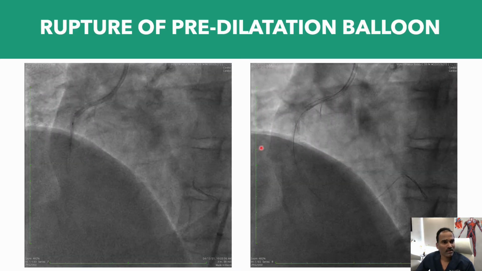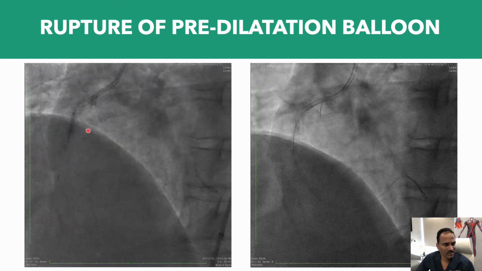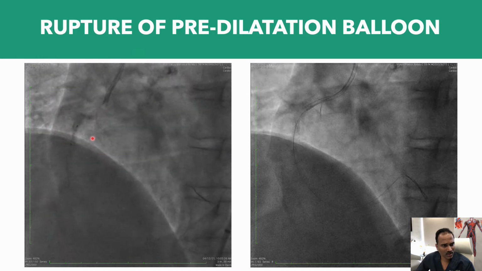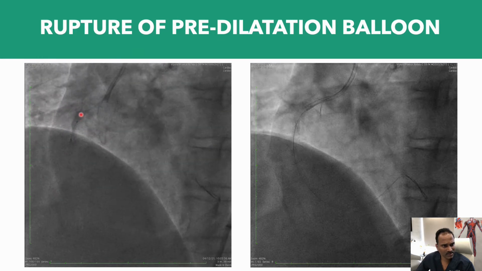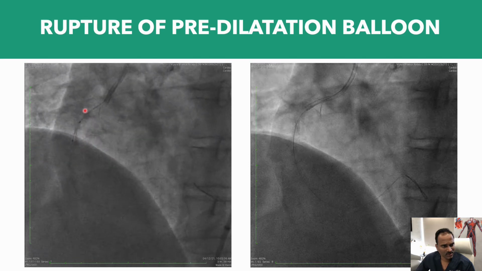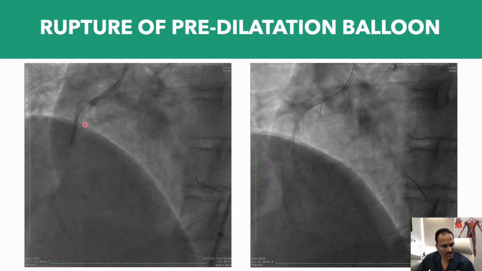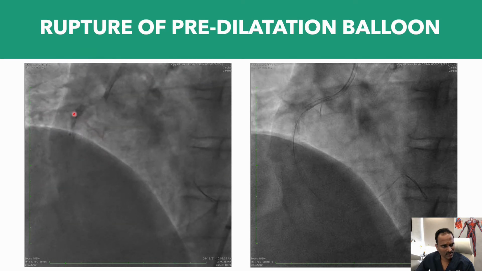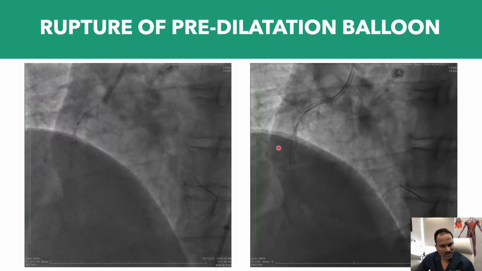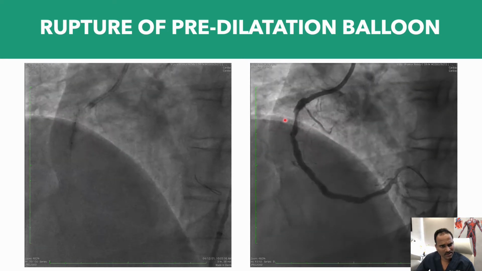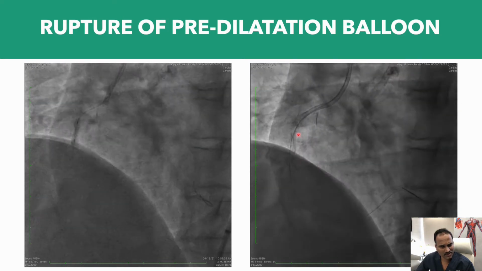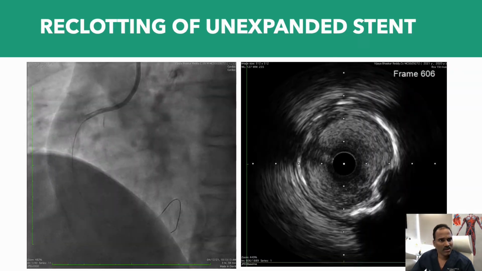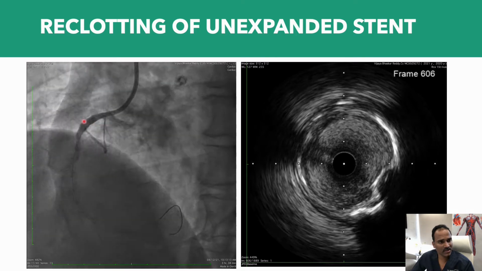Then we dilated with a 2.5 millimeter NC balloon. You can see here, this is a 2.5 by 12 NC balloon. You can see here it's ruptured. You can see the contrast extravasation here. So the balloon got ruptured, and you can see here this is a gross underexpansion of the stent. In the course of intervention, the RCA re-occluded again.